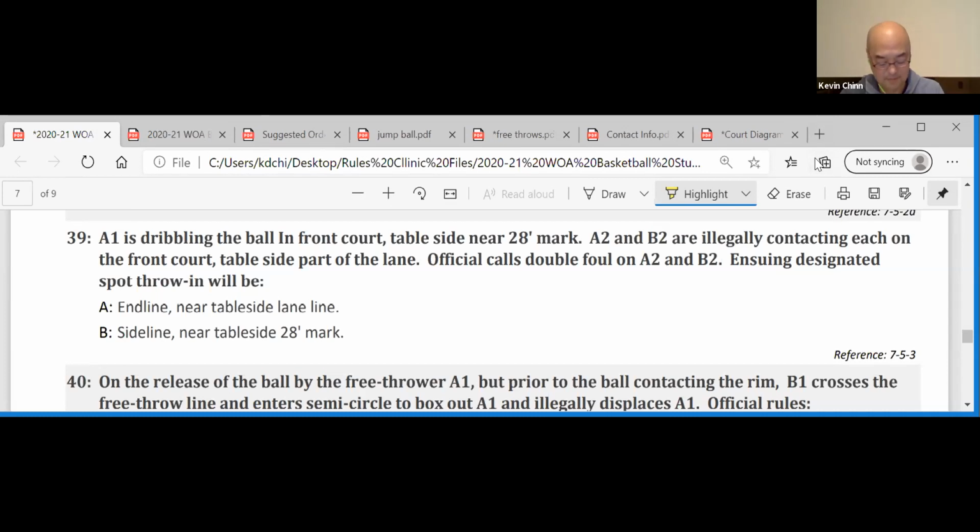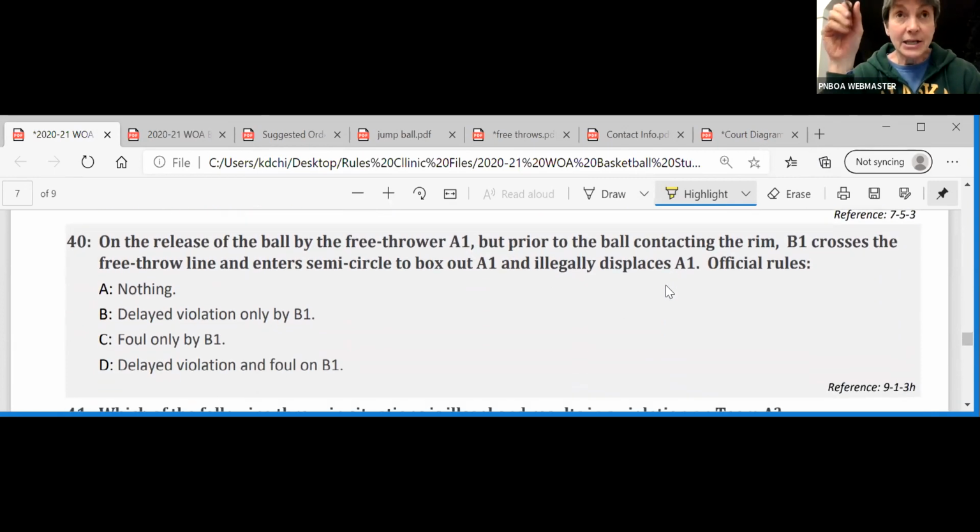Okay, so just remember, it's important to realize, I asked you earlier, on an intentional foul, where does the ball come in? It comes in closest to the spot of the foul. On a double foul, it comes in at the point of interruption, which is where the ball is. So you've got to keep all these things straight in your head.